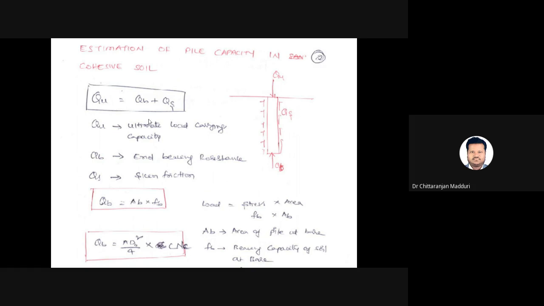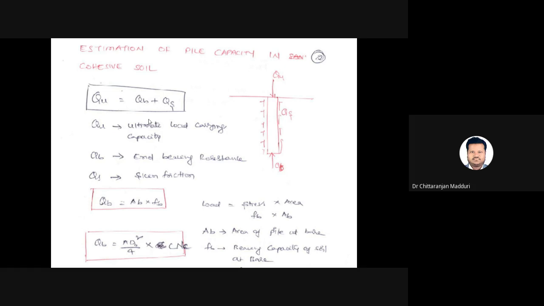Here the end bearing resistance is a load. Stress is equal to load by area, so load is equal to stress into area. Here I need load, so load equals stress into area. Area here is the bottom tip of the pile foundation. Ab is the area of the bottom of the pile. fb is the bearing capacity of the soil at the bottom of the foundation. Bearing capacity means pressure.